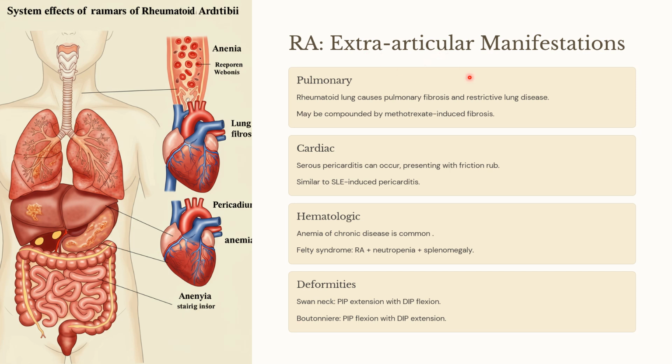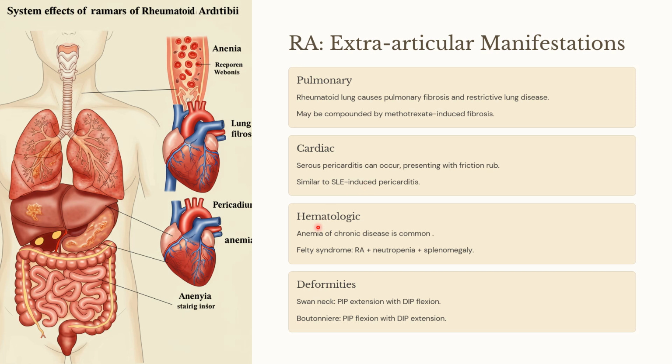What are the extra-articular manifestations of rheumatoid arthritis? Let's see what extra-articular manifestations rheumatoid arthritis causes. Rheumatoid arthritis causes pulmonary fibrosis and restrictive lung disease. It can also be methotrexate induced. Cardiac, it can result in serous pericarditis, so they will present with a friction rub. SLE will also result in pericarditis. So both rheumatoid arthritis and SLE will cause pericarditis.